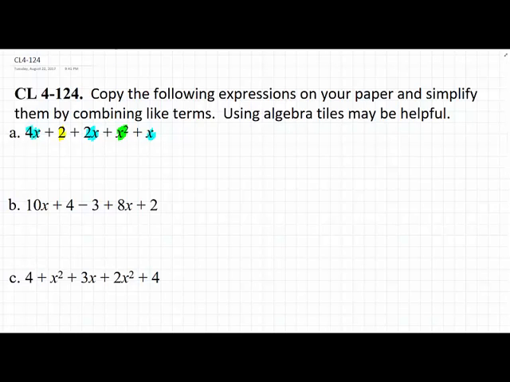Let's take a look at the green ones. There's only an x squared, so we're going to have x squared. Let's see. We have 4x's plus another 2x plus another 1x, which is 7x's. And then finally, we have that 2 plus 2. Okay, pretty simple, right?